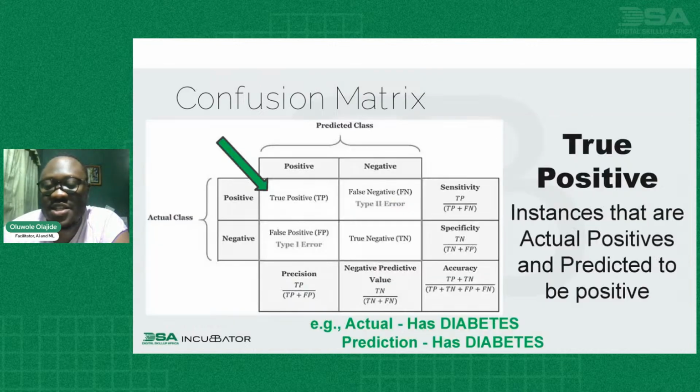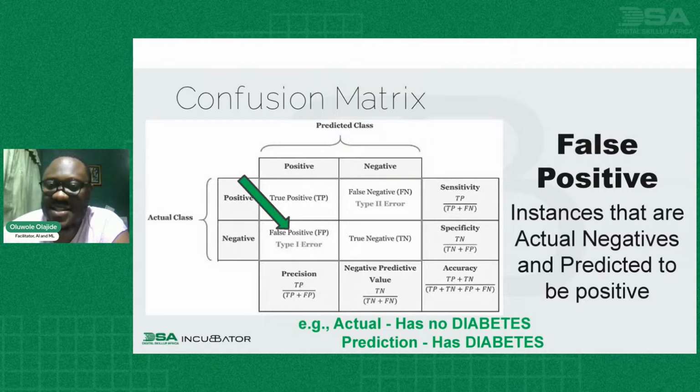All right, then we'll talk about what is true positive. These are the kind of questions you'll find in your exam. When is something said to be true positive? Instances that are actually positive and predicted to be positive. Actual has diabetes, then prediction says it has diabetes. So false negative, you know what it means. Sorry, false positive, sorry. The instance by the clinician says the actual is negative, but your machine is predicting it to be positive. That is what we call false positive.